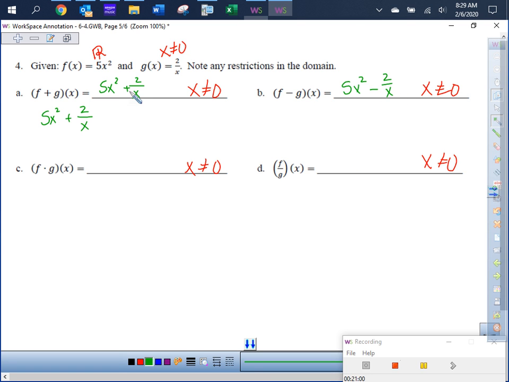And would you believe that even when we played games, I should have done this on part A, that 0 was a bad guy in this new game plan, but nobody else is bad in that case. 0 would be a bad guy, but 0 wasn't invited in the first place. So now let's multiply them together. 5x squared times 2 over x.